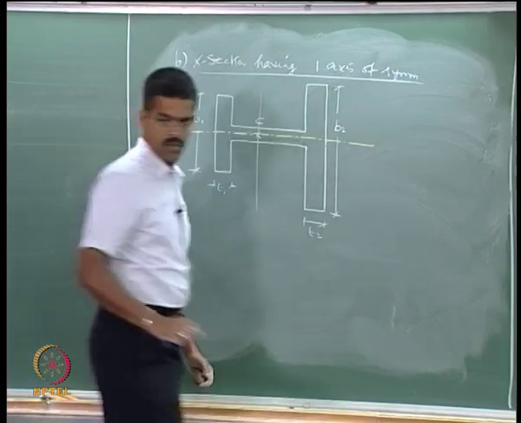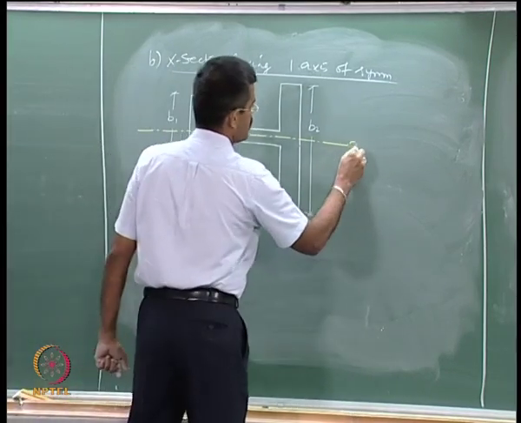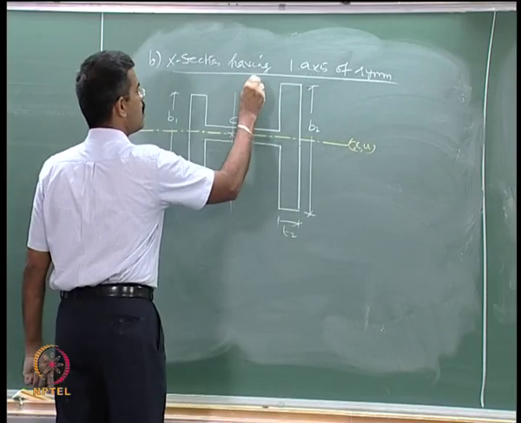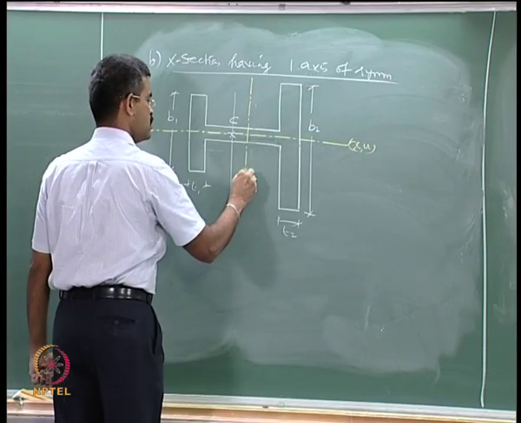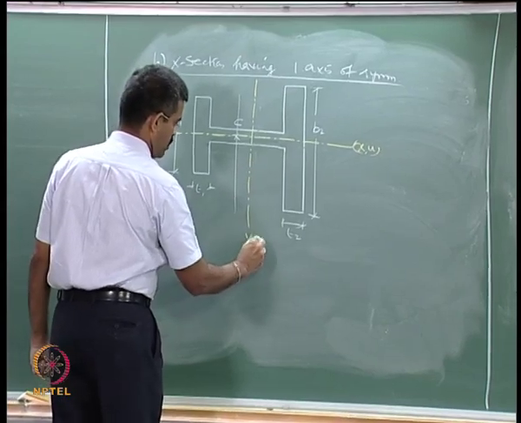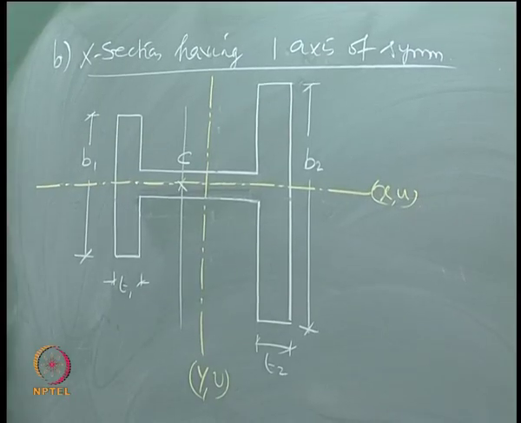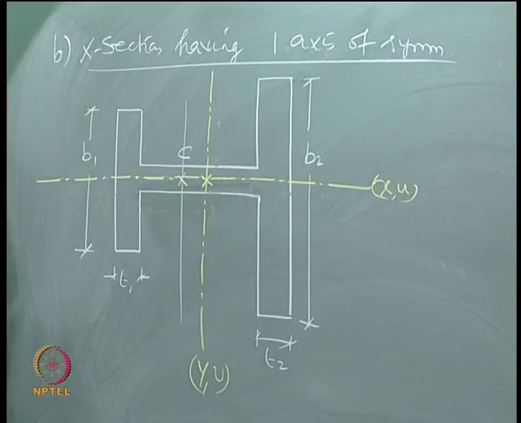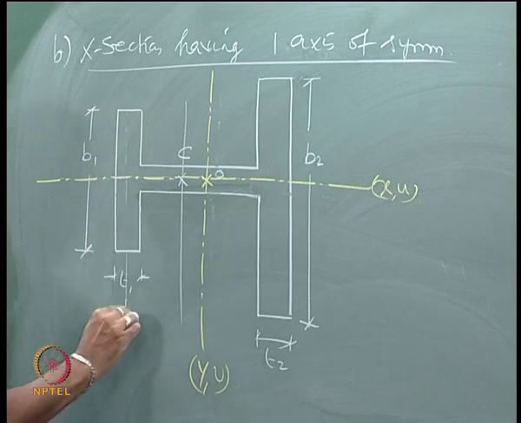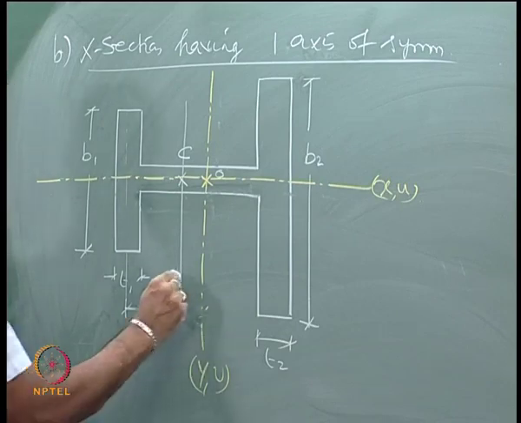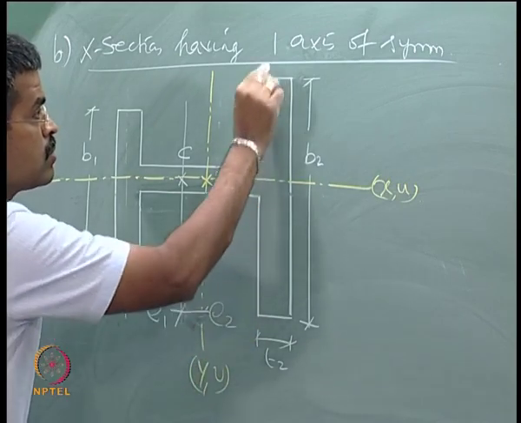I call this x and u, I will call this y and v, and this is my geometric centroid O. And I call this E1, sorry, and this E2.